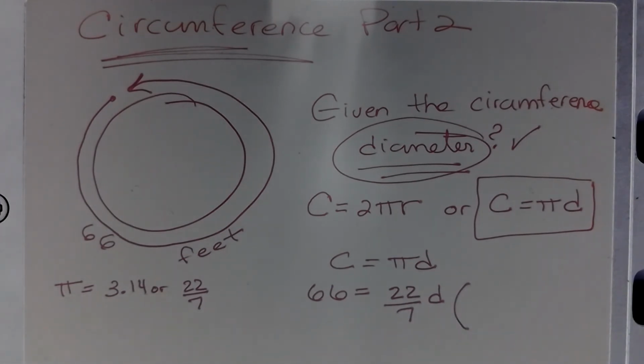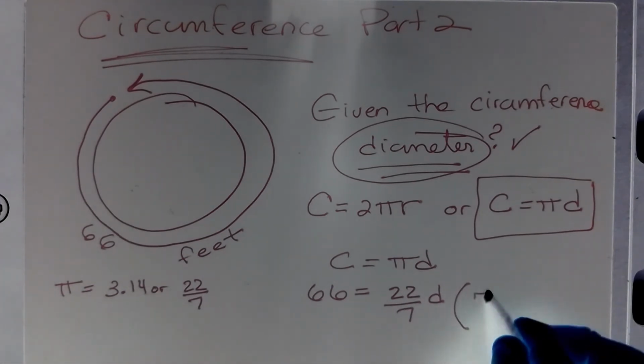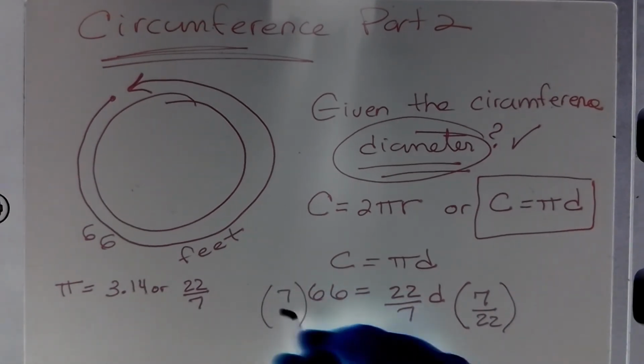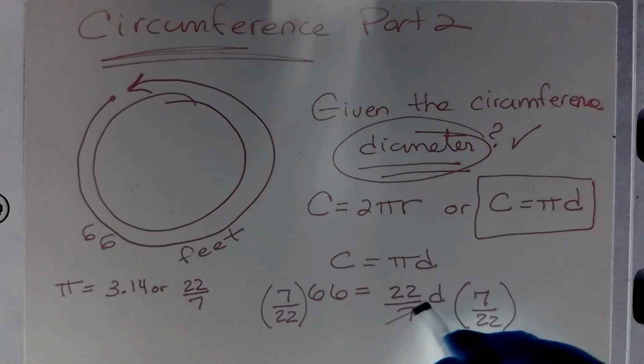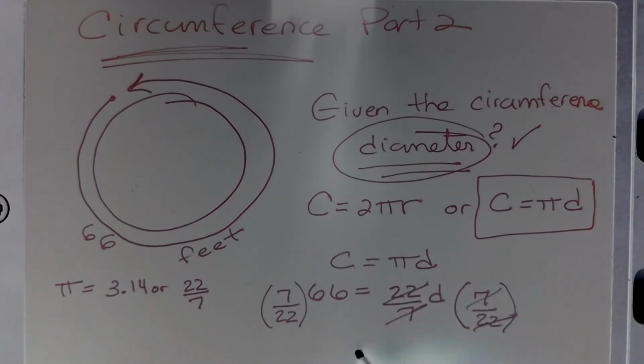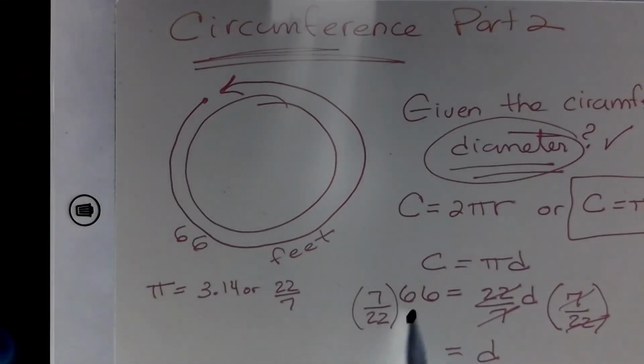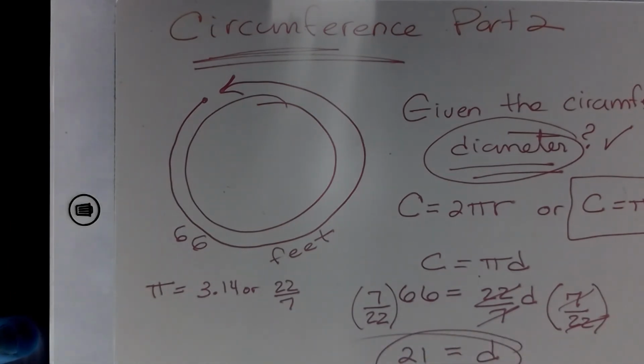What's the reciprocal of 22 over 7? All right. So what you do to one side, you do to the other. So this will cancel. We're left with d by itself. So in other words, when we multiply 66 times 7 and we take that and divide it by 22, what do we get? 21. That's going to be your final answer.